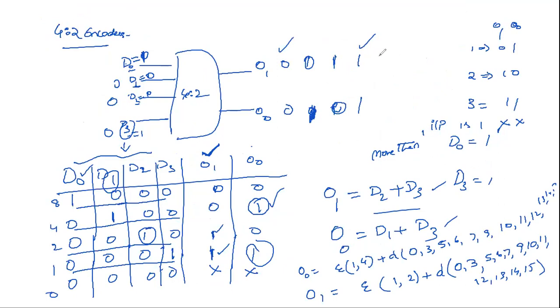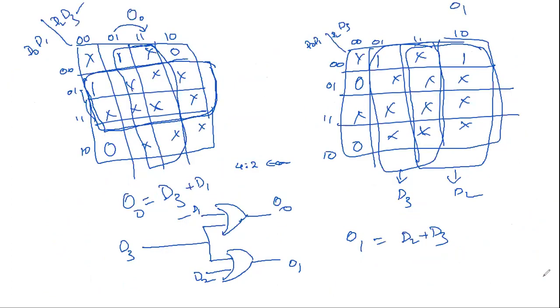When more than two ones are available, this one and this one, D0 is 1, D3 is 1, we don't know the output, right? We don't know the output. That is the disadvantage of the 4:2 encoder. To overcome this one, we use a priority encoder.